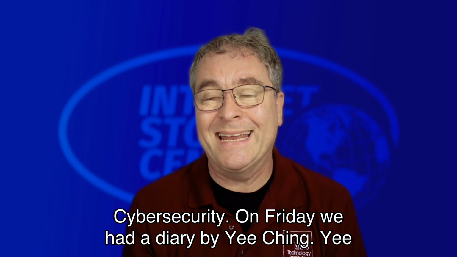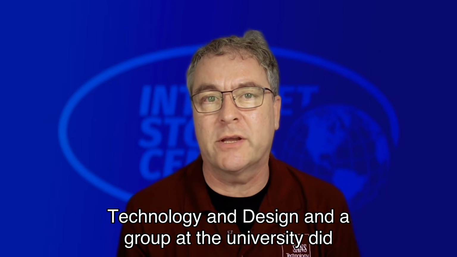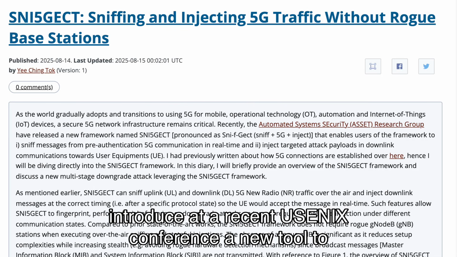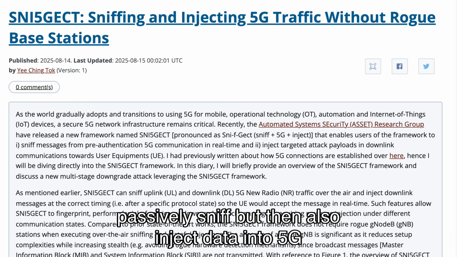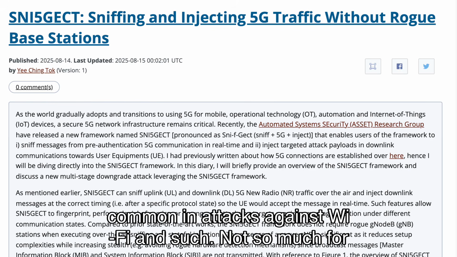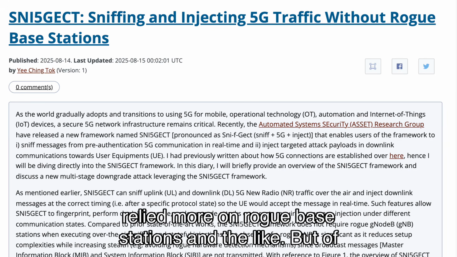On Friday, we had a diary by Yijing. Yijing is associated with the Singapore University of Technology and Design, and a group at the university introduced at a recent Usenix conference a new tool to passively sniff, but then also inject data into 5G connections. That's something that has been quite common in attacks against Wi-Fi and such, not so much for 5G or other cell phone protocols. They have really relied more on rogue base stations and the like.